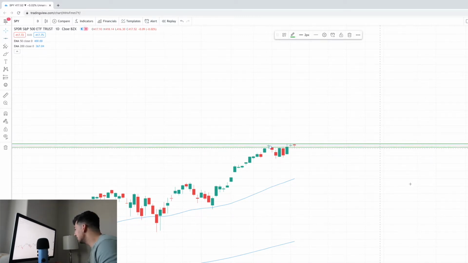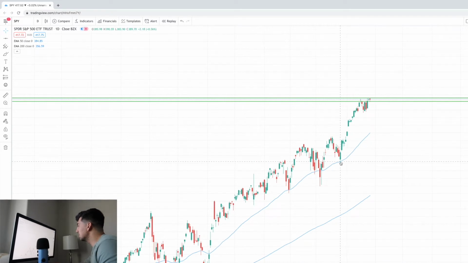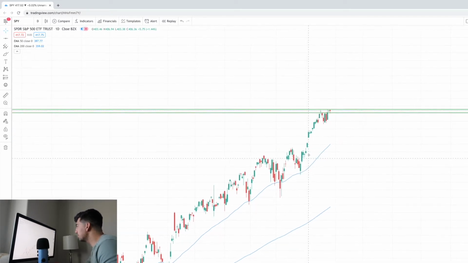There are no major patterns that I see on the SPY on this larger time frame. Like in the QQQ, I saw the cup and handle and the double top formation. I guess you could call this a double top right here, all around the 418s, but it's actually been hit 3 or 4 times, so I'm just going to call that a strong resistance.